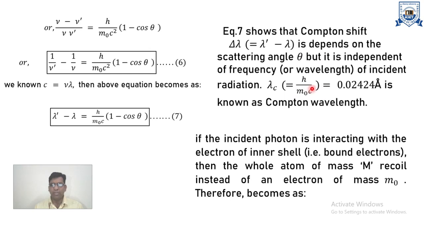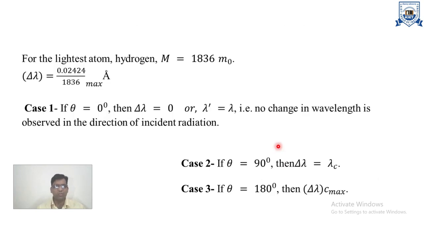If we put in the value, if theta is equal to 0, cos 0 is 1 and the shift will be 0. The maximum value is h upon m naught c, and that is the Compton effect. Here, if the incident photon is interacting with an inner shell electron, like a bound electron, m is the recoil electron mass instead of the mass of the electron. You can also, by this equation, get the reduced mass of the hydrogen atom.